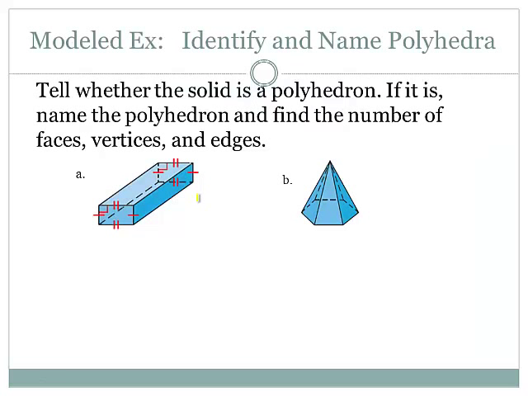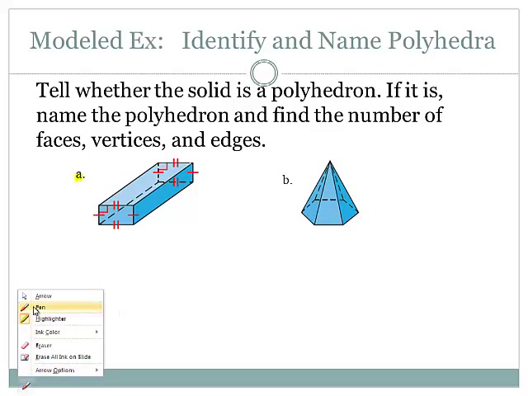Okay, so we have identify and name the polyhedron. It says tell whether the solid is a polyhedron, and if it is, name the polyhedron and find the number of faces, vertices, and edges. So the first thing we have to do is to name it. Anytime you have a figure that is basically bounded by rectangles or squares, we call that a prism. And it's based off of the bottom portion of it. Since the bottom portion is a rectangle, we call that a rectangular prism.